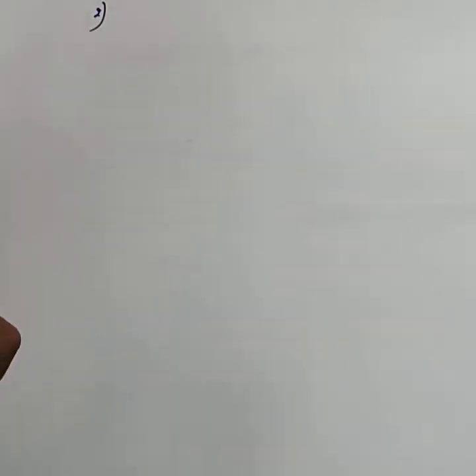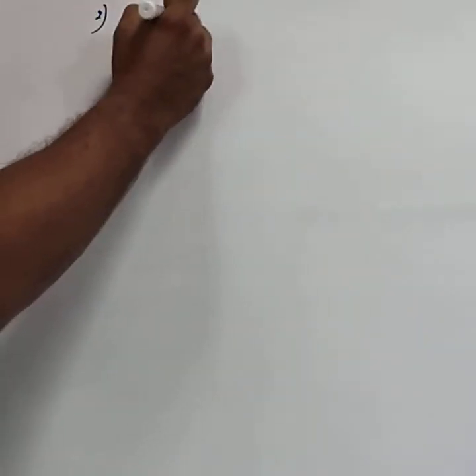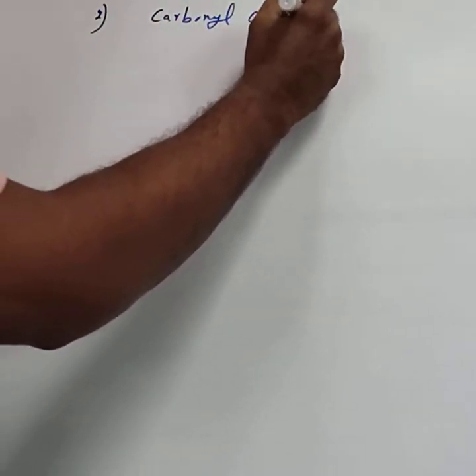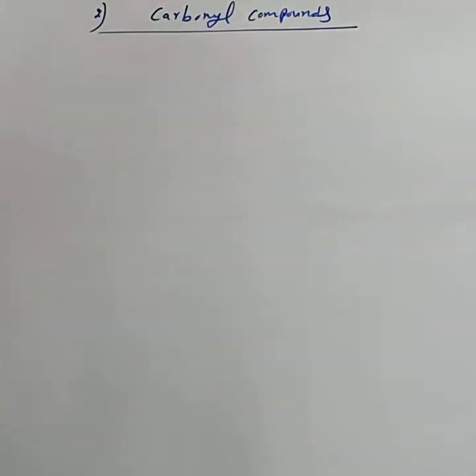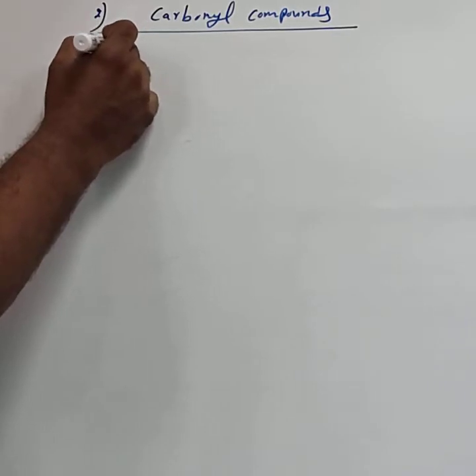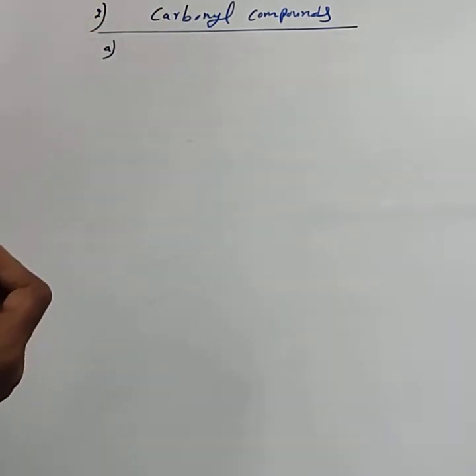Then the second method of preparation of alcohols is from carbonyl compounds. That carbonyl compounds may be either aldehydes and ketones or carboxylic acids. In the next chapter you can study these carbonyl compounds, like aldehydes and ketones, and the carboxylic acids. First you consider the carbonyl compounds, the first one is from aldehydes and ketones.